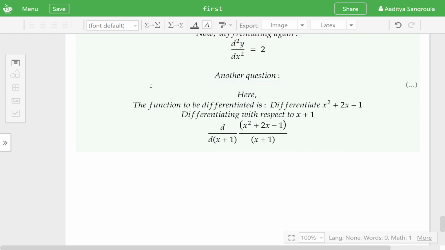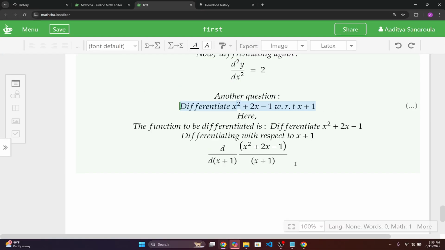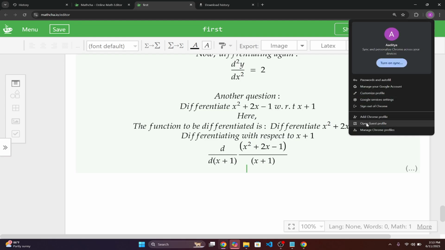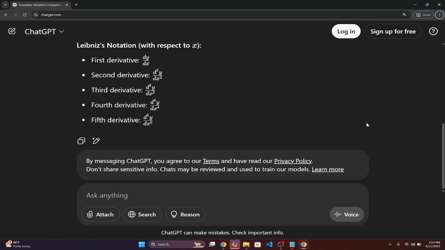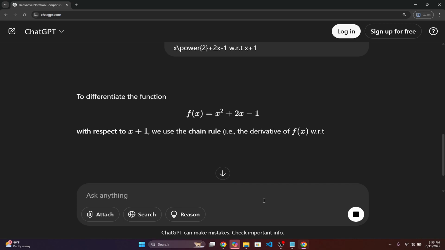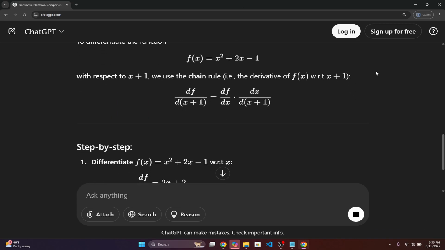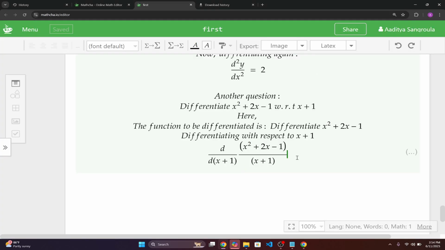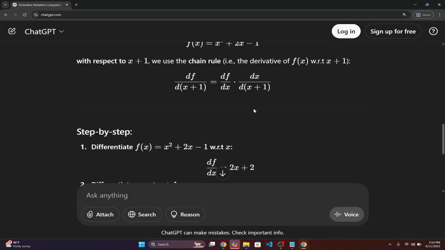Let's ask ChatGPT. It's also there, right? Hey, how do we differentiate distances? We use the chain rule. Oh yeah, how could I forget that, right?